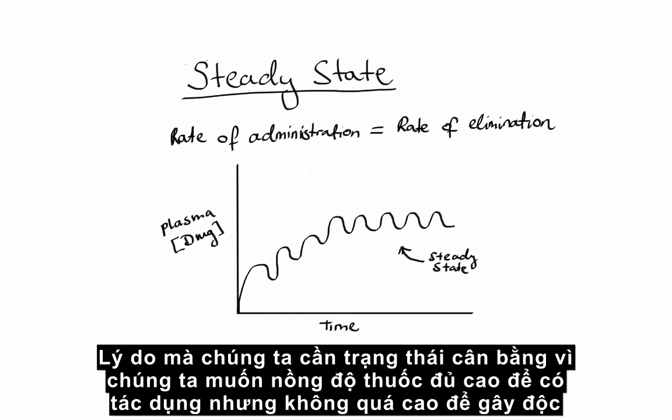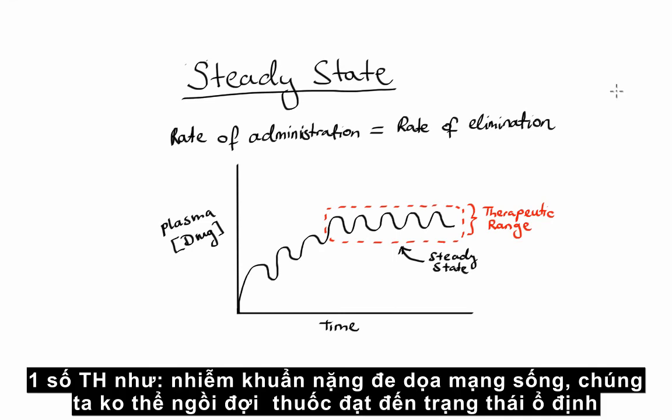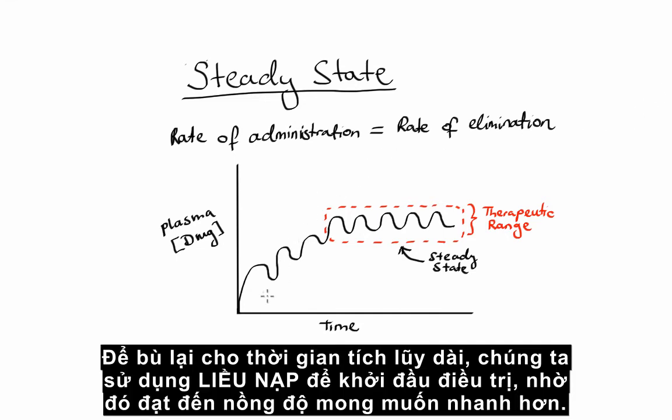The reason why we are interested in steady state is because we want the concentration of a drug high enough to be effective, but not too high to be toxic. So the goal is to maintain steady state concentration within therapeutic range. Now, there are situations such as life-threatening infections during which we can't waste time getting to steady state. So to compensate for accumulation time, a large loading dose can be administered on treatment initiation to reach the desired concentration more rapidly.